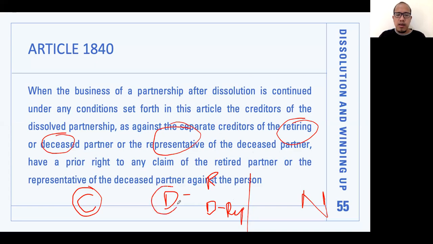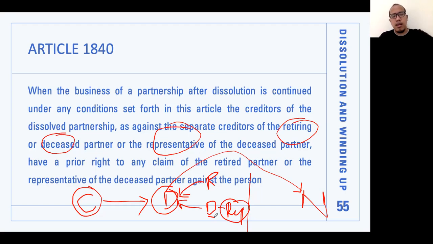Itong dissolved partnership na ito ay merong assets, which may be carried over to the new partnership. Si creditor may claim doon sa dissolved partnership. Si retired partner, meron din siyang claim doon sa dissolved partnership. Bakit siya may claim? Yung kanyang surplus, for example, yung kanyang interest, kiniklaim niya. Si deceased partner, syempre hindi siya yung makiklaim but the representative kasi patay na siya. The representative of the deceased partner, meron din claim doon sa dissolved partnership.